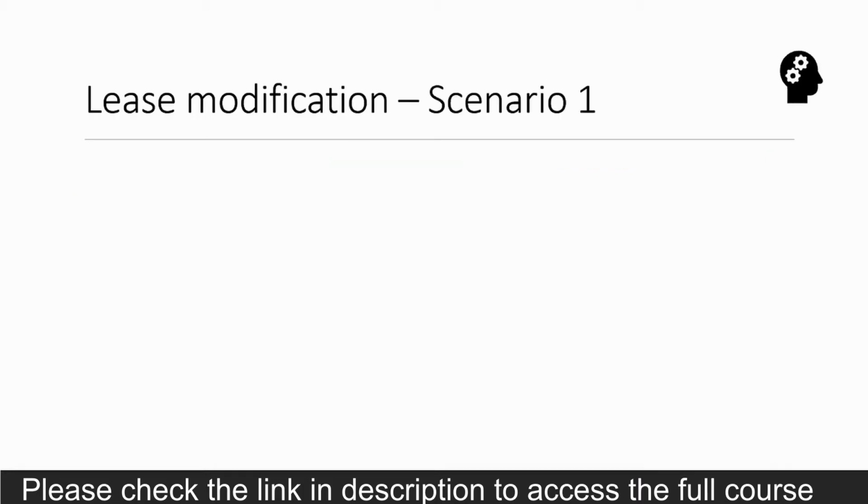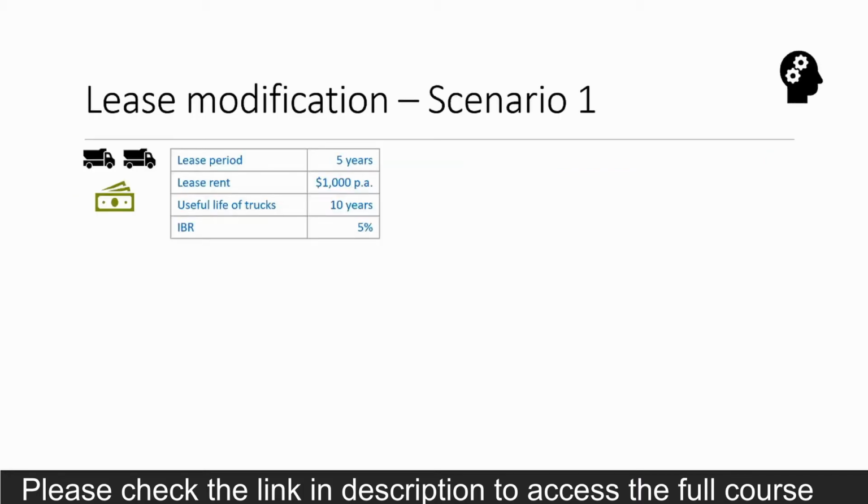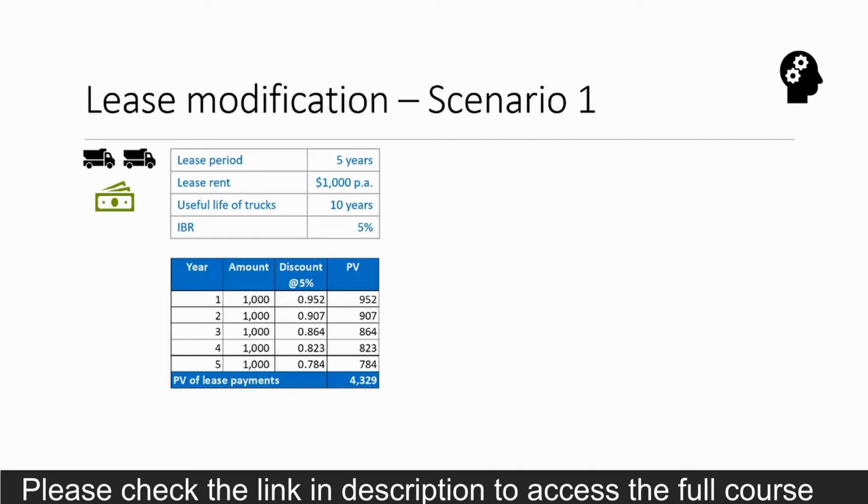I have put some numbers to our truck example that we took in the overview. A lessee took 2 trucks on lease and the relevant terms of the lease contract are as under. Lease period is 5 years, lease rent is 1,000, useful life of truck is 10 years, incremental borrowing rate is 5%. Let's first work out the lease liability on day 1 based on PV of lease payments. In this table, PV is computed considering lease rent of 1,000 per annum and discount rate of 5% for a lease period of 5 years.